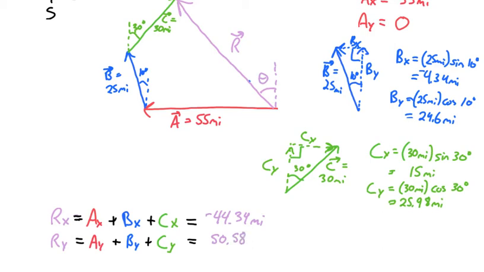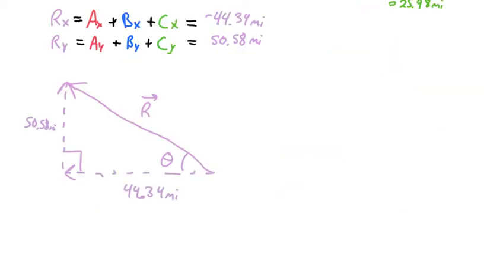Now I can construct a new triangle which has side lengths of 44.34 miles to the left because it's negative, and then 50.58 miles upward, or I could change the order of that, doesn't matter which way we set that up, and we can solve for our overall resultant displacement. At this point, the problem looks just like the first one we did, where we had vectors at perpendicular directions to each other, and we'll solve it the same way.